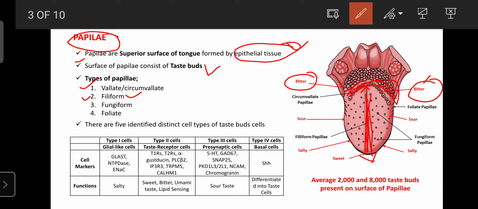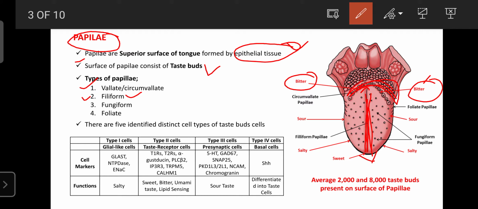What is mechanical digestion? Larger particles are broken into smaller particles. That is due to the movement of the filiform papillae, or their rough surfaces, which helps in the mechanical digestion of food. But they do not contain any taste buds, so they do not participate in the detection and regulation of taste.